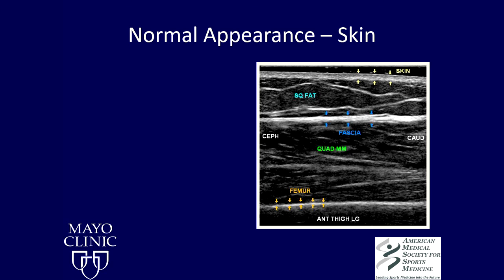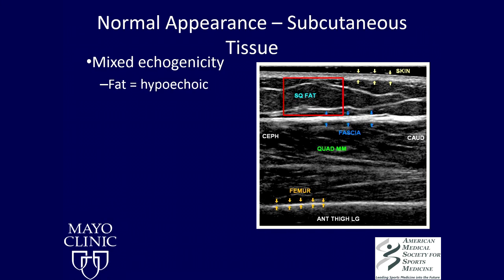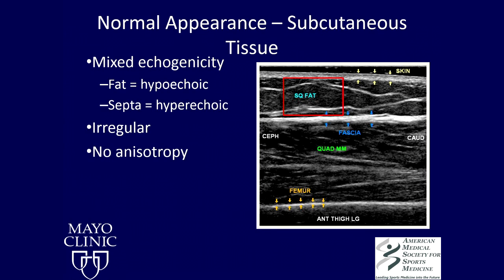So now we'll move into normal and abnormal images. And the first thing we'll talk about is skin, which is superficial. Skin is hyperechoic, uniform, and is the most superficial structure. Below that is going to be your subcutaneous fat, and it has mixed echogenicity. The hypoechoic areas are the fat tissue themselves, and the hyperechoic areas are the septa in the fat. It is very irregular. It is not susceptible to anisotropy.